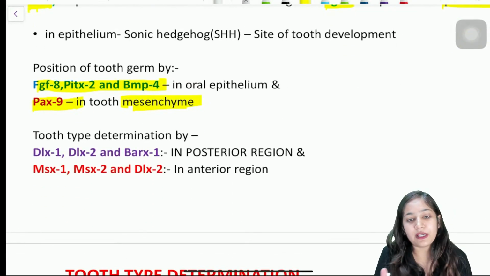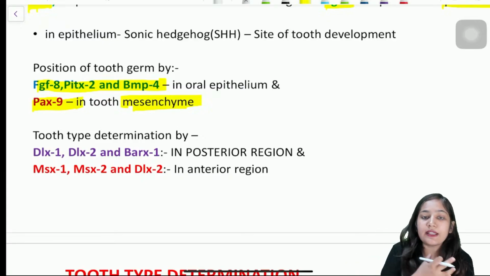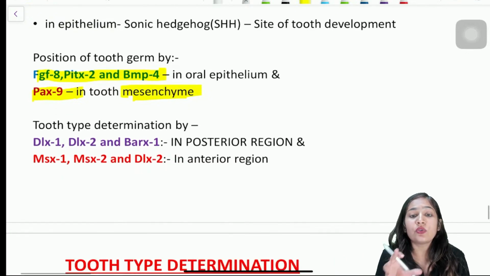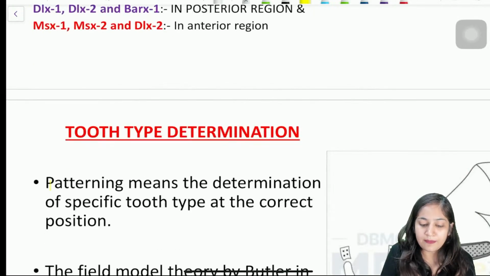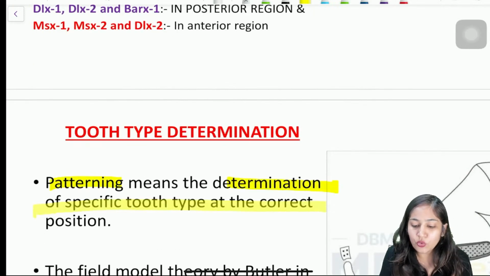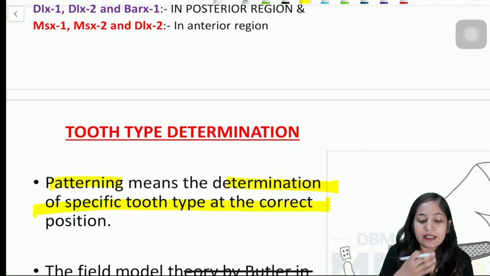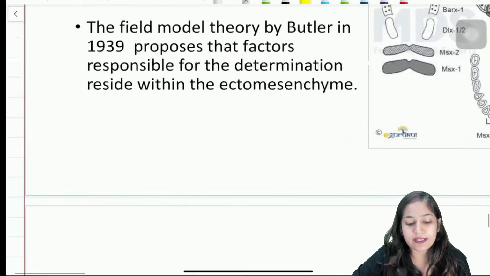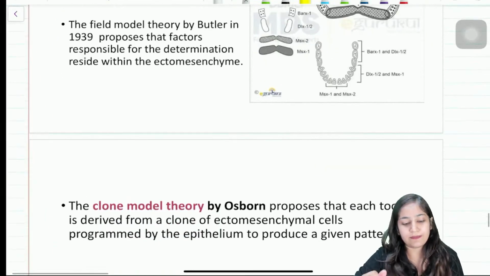Tooth type determination. So what is tooth type determination? We have anterior teeth only in the anterior region, posterior teeth in the posterior region. How is this possible? This is known as tooth patterning, the determination of a specific tooth type at the correct location. We don't have incisors in the posterior region or molars in the anterior region. So this is patterning. It has two theories: field model theory and clone model theory.